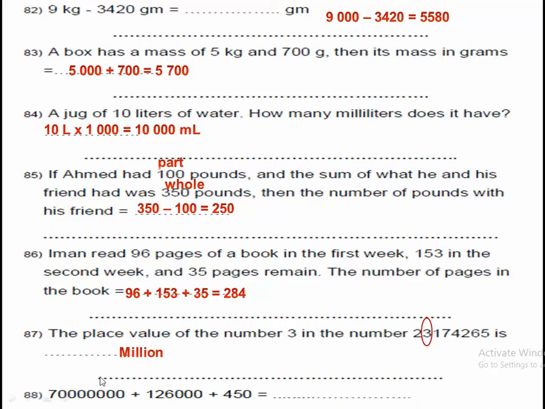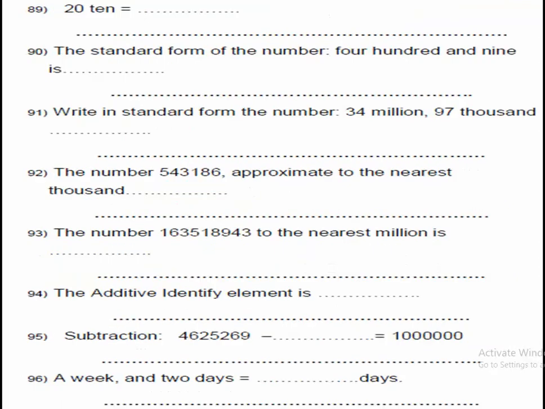Here we have 70 million, 126,000 and 450. 20 tens. We know that when we have it like this, we will add 0, 20 and 0, it will be 200. We will put 0 as ones.